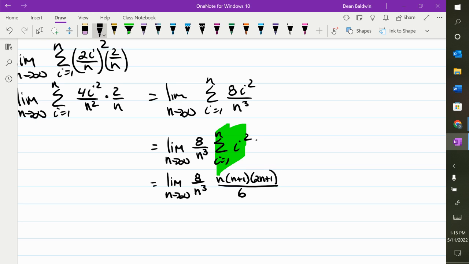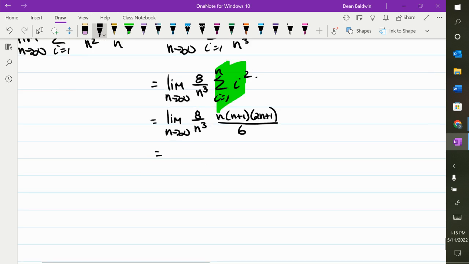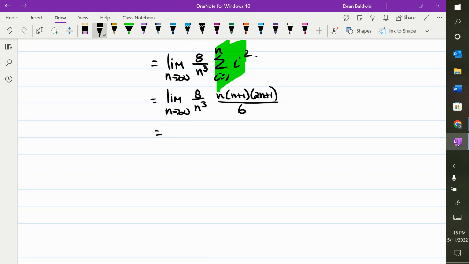Because that is just getting rid of the summation bit, this green bit. We still need to do the limit. I'm going to clean this up a little bit before I do that. So I'm going to do a couple steps in one step here. This n here will cancel one of those n's. Does everybody agree with that? Okay. And the 8, I'll just leave it as 8 over 6. I'm going to pull out the 6. So I'm going to get the limit as n goes to infinity of 8 over 6, which is 4 over 3.